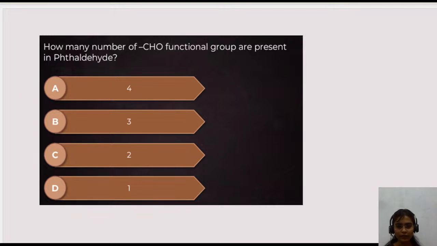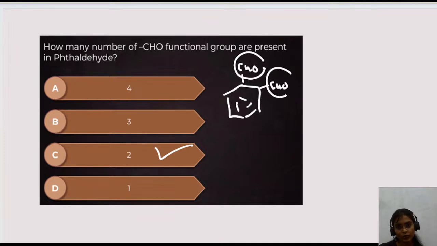Or option B. Okay, Vedant. Okay, Navish. Okay, Niharika. So it means option C is correct here, right? So yes, everyone, you're right. What is the correct answer for this question? The correct answer for this question is option number C. We just discussed, right? How many CHO groups are there? CHO and CHO there. So two is the correct answer.